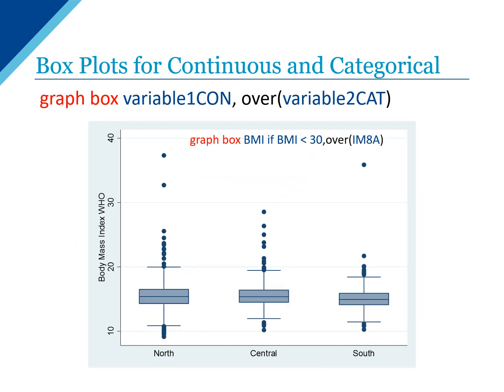You can use box plots to visualize a continuous variable's distribution across levels of a categorical variable, as we have in this box plot of BMI by region of Lao PDR. The basic syntax for a box plot across a categorical variable is graph box variable 1, which is your continuous variable, over variable 2, which is your categorical variable.